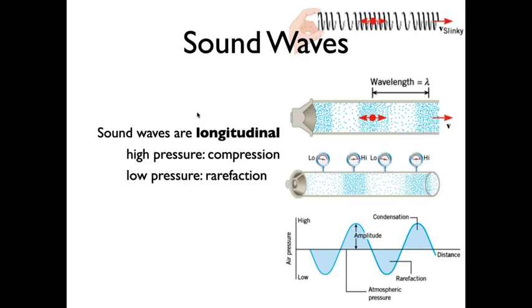So the diagram over here shows several different representations. First of all, recall that if you take a slinky, you can shake the slinky back and forth parallel to the direction that the slinky is stretched out, and you'll get these sections of compressed coils that travel down the length of the slinky to form the wave. Well, a similar effect happens in a column of air when you produce a sound wave.